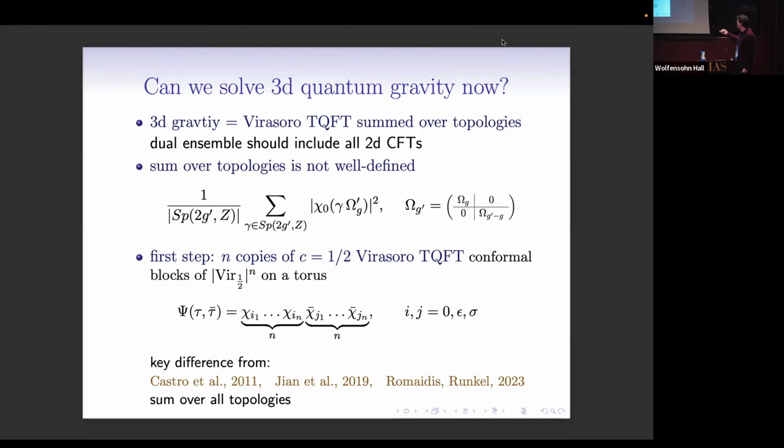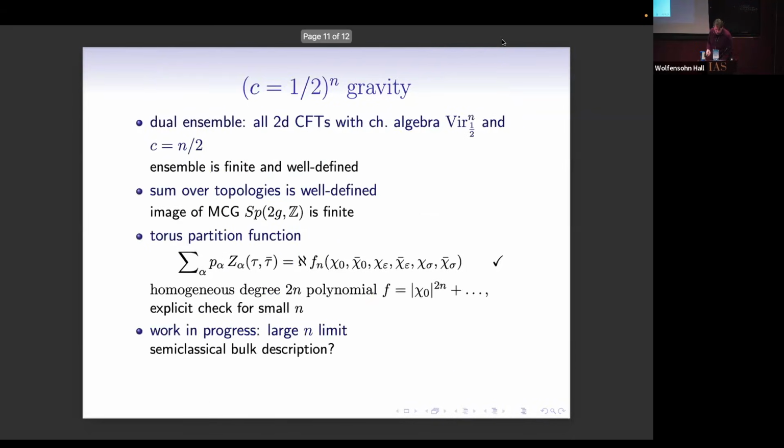And the partition function, the path integral of this TQFT on any 3-manifold, will be a linear combination of conformal blocks of Virasoro TQFT with c equal 1/2, which is the Ising model. There are 3 conformal blocks on a torus, right? So this is the model you can try to solve. I call it c=1/2 to the n gravity, probably the ugliest possible name you can think of. But that's maybe to reflect that this is not quite pure quantum gravity yet. But this is something explicit and solvable.